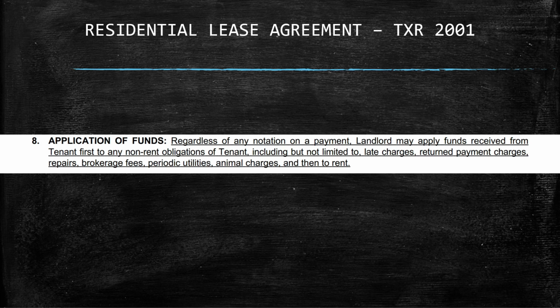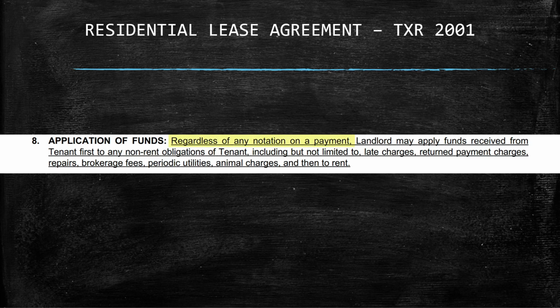Paragraph 8 deals with the application of funds. And what we're talking about here is, okay, the landlord receives a payment from the tenant, but the tenant has a few different charges outstanding. Let's say that there is a return payment fee, there's some late charges, and then there's the rent that's due. How does the landlord credit the payment that they receive in the face of all of these outstanding charges?